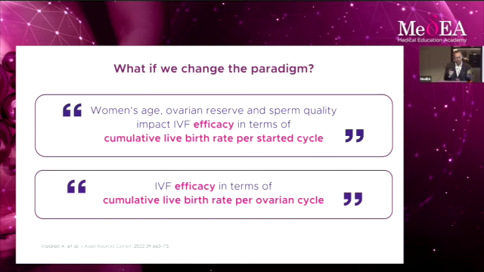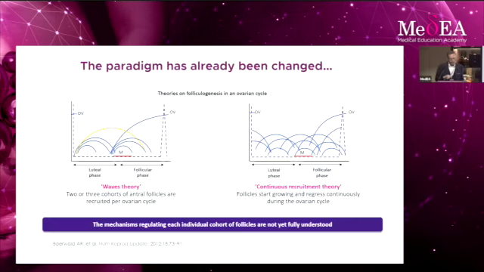if we consider IVF efficacy in terms of cumulative live birth rate per ovarian cycle? The paradigm has already changed, because we know that folliculogenesis is extremely dynamic. During one ovarian cycle, we have multiple waves, not only in the early follicular phase, but also in the late follicular phase and in the luteal phase. However, the mechanism behind the regulation of these waves is not fully understood.